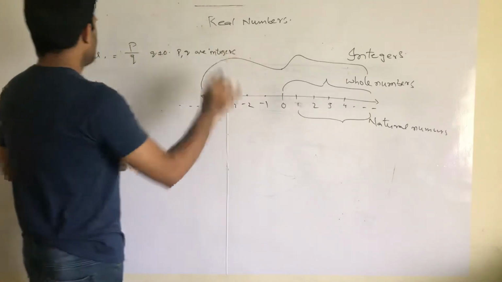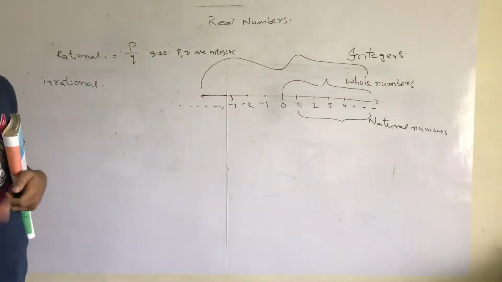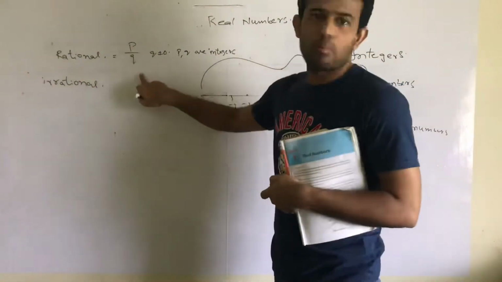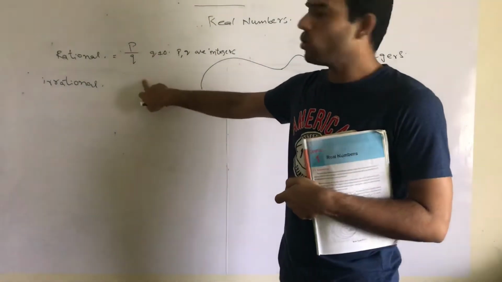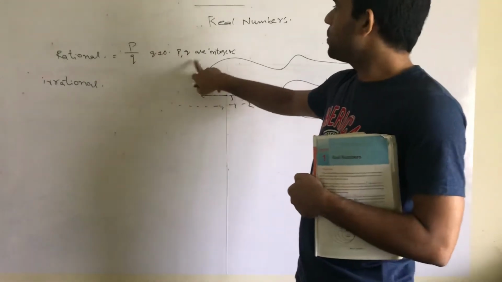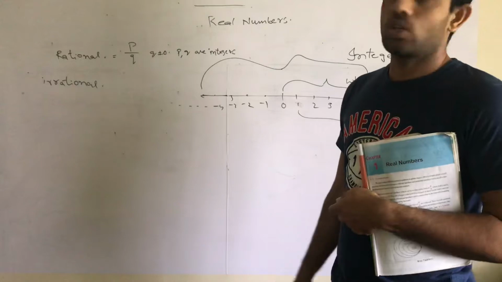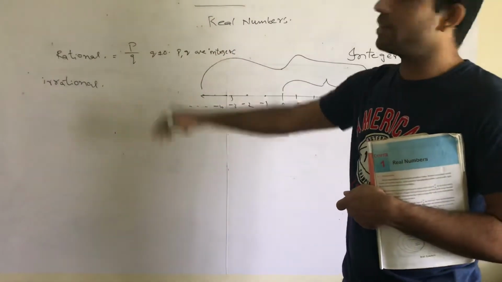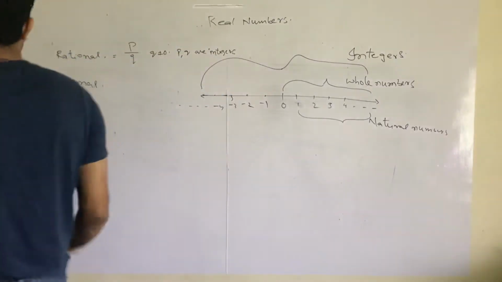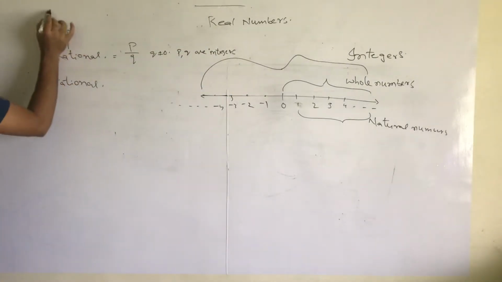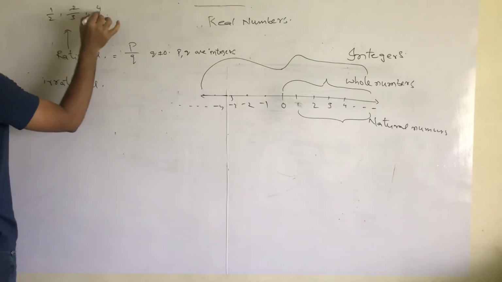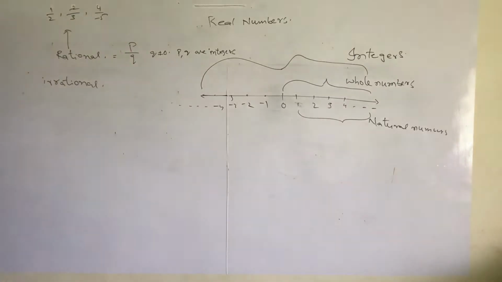Okay, so a number is called a rational number when it is written in the form of a fraction. You can say P by Q, where Q is not equal to 0, that is the denominator, and P, Q are integers. So if that is the form you can write, then that number is called a rational number. So for example, what could be the examples of rational number? 1 by 2, -2 by 3, 4 by -5, right?